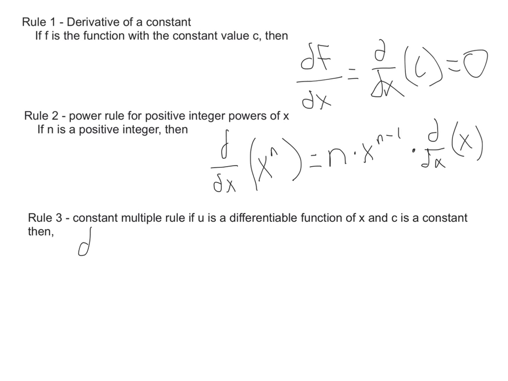This is equivalent to finding the derivative of the function and then multiply it by the constant. That's all you're doing. You can put it clear out in front of your differentiation for the constant multiple rule. Real simple example, y equal 4x squared.